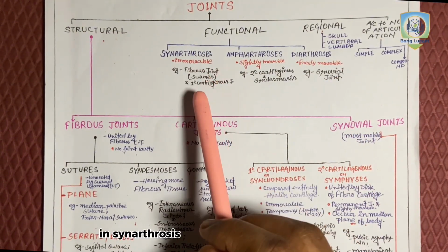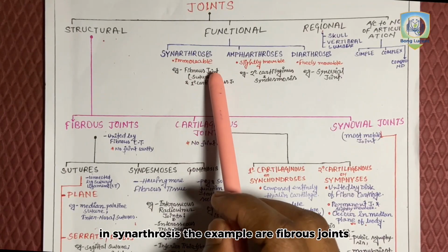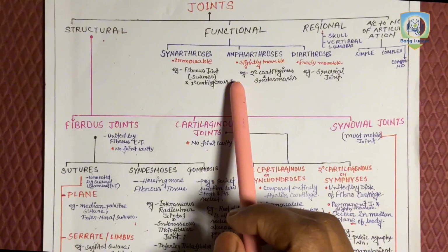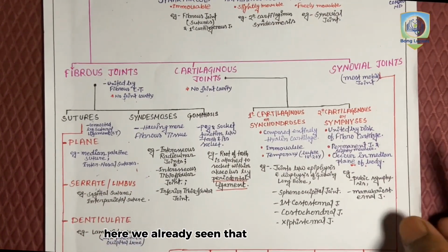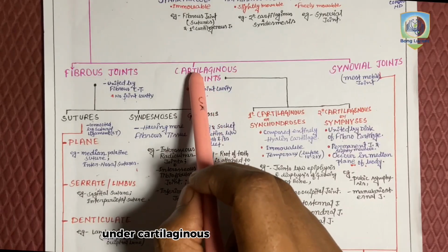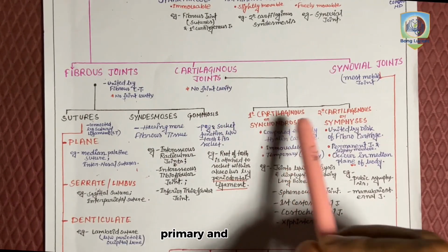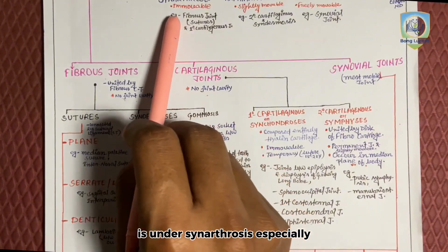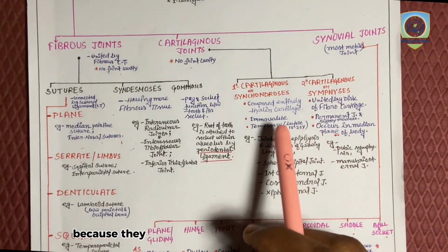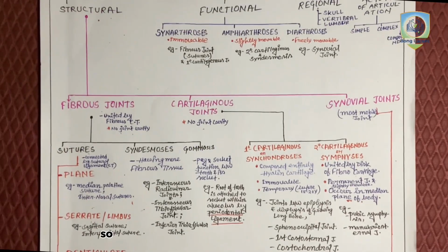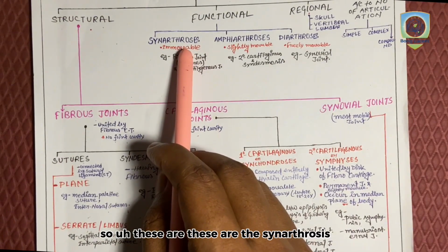So what are the examples of Synarthrosis? The examples are fibrous joints, especially sutures, and primary cartilaginous joints. We already saw fibrous joints and also primary cartilaginous joints; under cartilaginous joints there are two types, primary and secondary. Primary cartilaginous joints come under Synarthrosis, and they are immovable because they are temporary, before 18 to 20 years of age. So these are the Synarthroses.